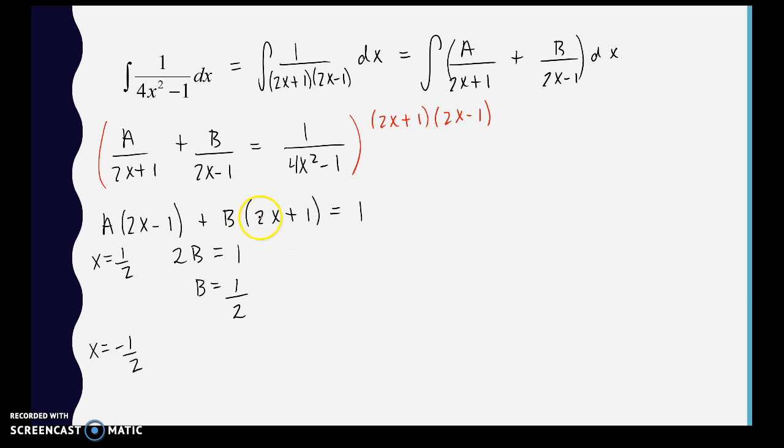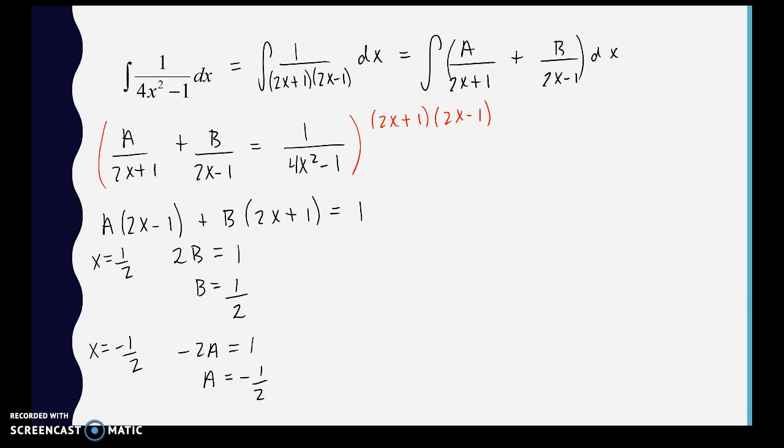Alright, so now let's eliminate the b term. The 0 there is negative half. Plugging in negative half here, I get negative 1 minus 1. So I get negative 2a equals 1.